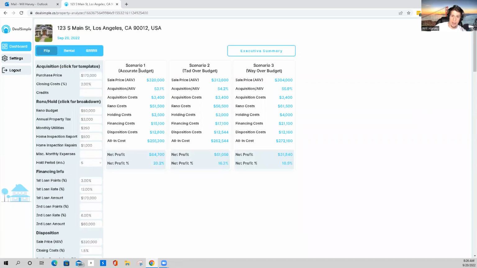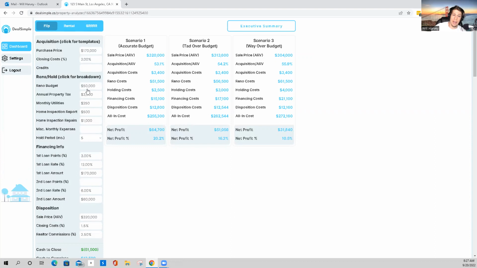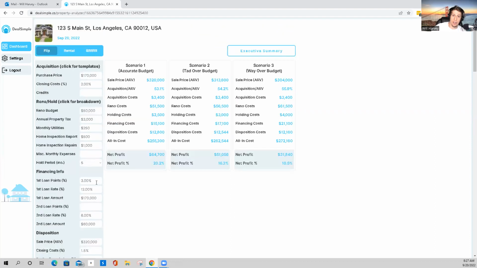So I have a sensitivity analysis here with these three different scenarios. And the first one is everything comes in exactly how you lay it out here. The renovation cost is exactly the same. The sale price is exactly how you lay it out, and nothing better, nothing worse.